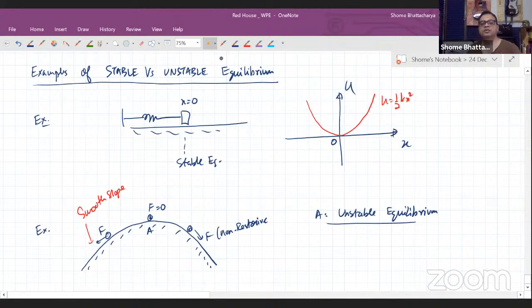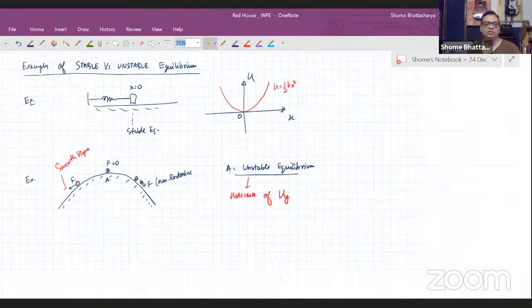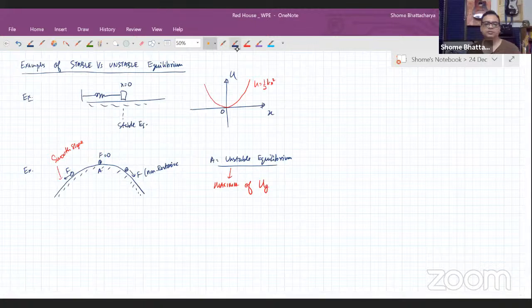And for the given system, that will also be the point where it is the maxima of gravitational potential energy, because the y coordinate, the vertical coordinate, is maximum. So this is the most natural example of an unstable equilibrium position. Whereas if you have this situation, then this point here becomes a stable equilibrium point.